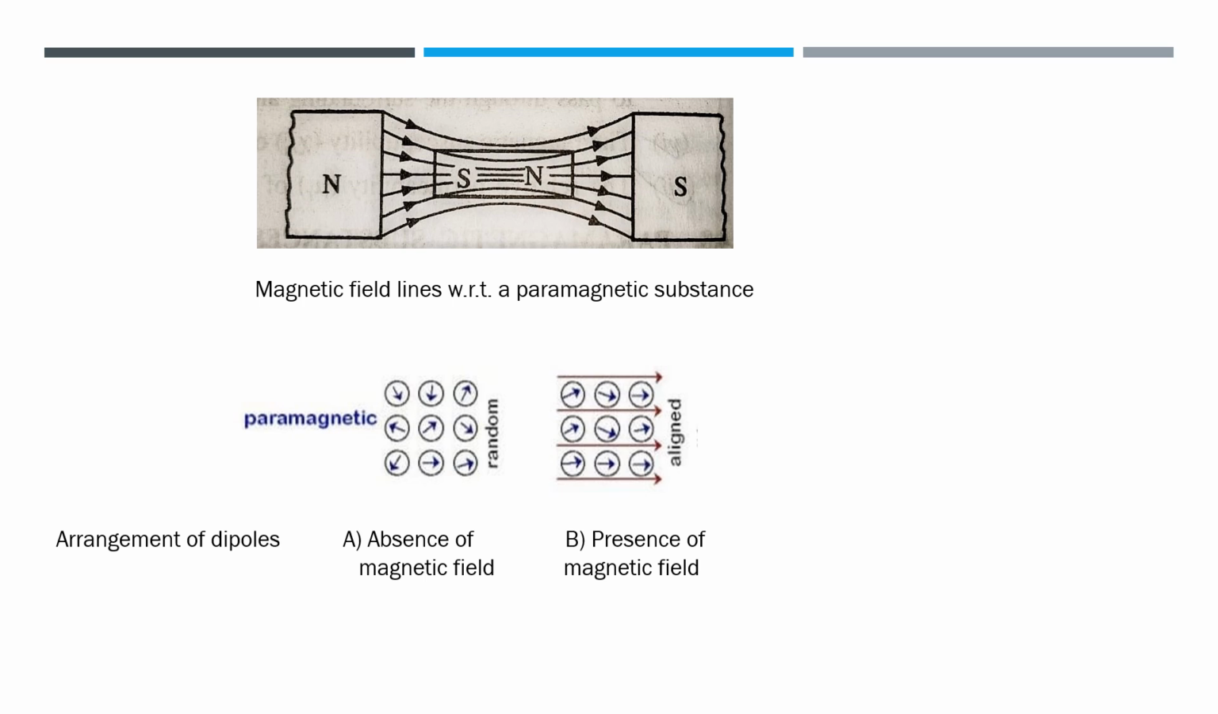And in the next figure, it is shown that the dipole moments are randomly oriented in the absence of a field. However, in the presence of a magnetic field, they will be aligned in the same direction, and hence they will produce a small magnetic field of their own.